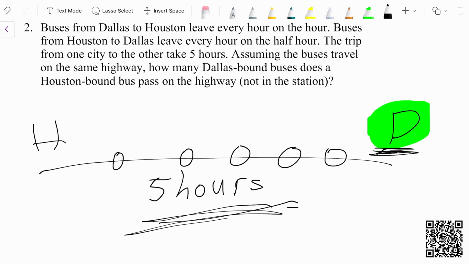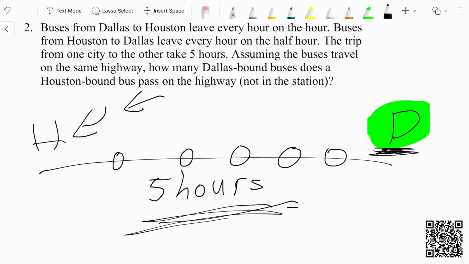And since the journey is taking 5 hours, that means that these Dallas-bound buses are going to send out more. Once this bus passes all these good old buses, there's going to be more Dallas-bound buses coming in. And if they're leaving from Houston to Dallas every hour on the half hour, they're going to send out one every hour, which basically means that there's going to be 5 more Dallas-bound buses on the road while the Houston-bound bus has already taken off.